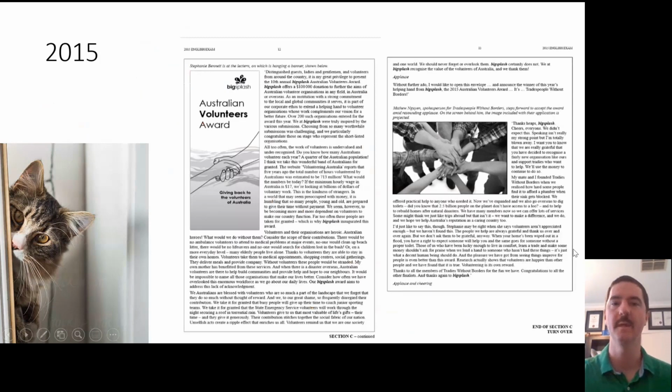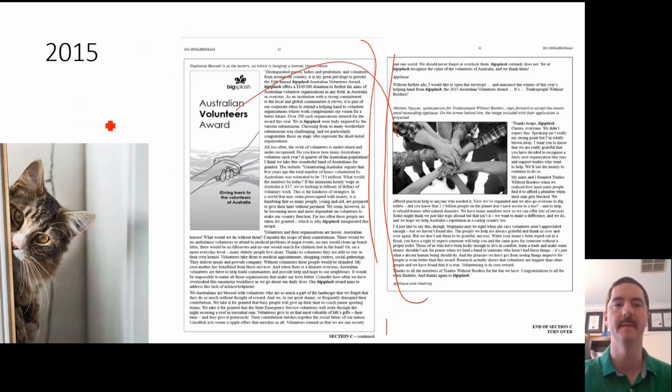2015 is all one speech supported by 2 images. So you probably want to have at least 1 paragraph where you talk about the 2 images and how they related to that article. But that one's pretty straightforward. This is all one piece.